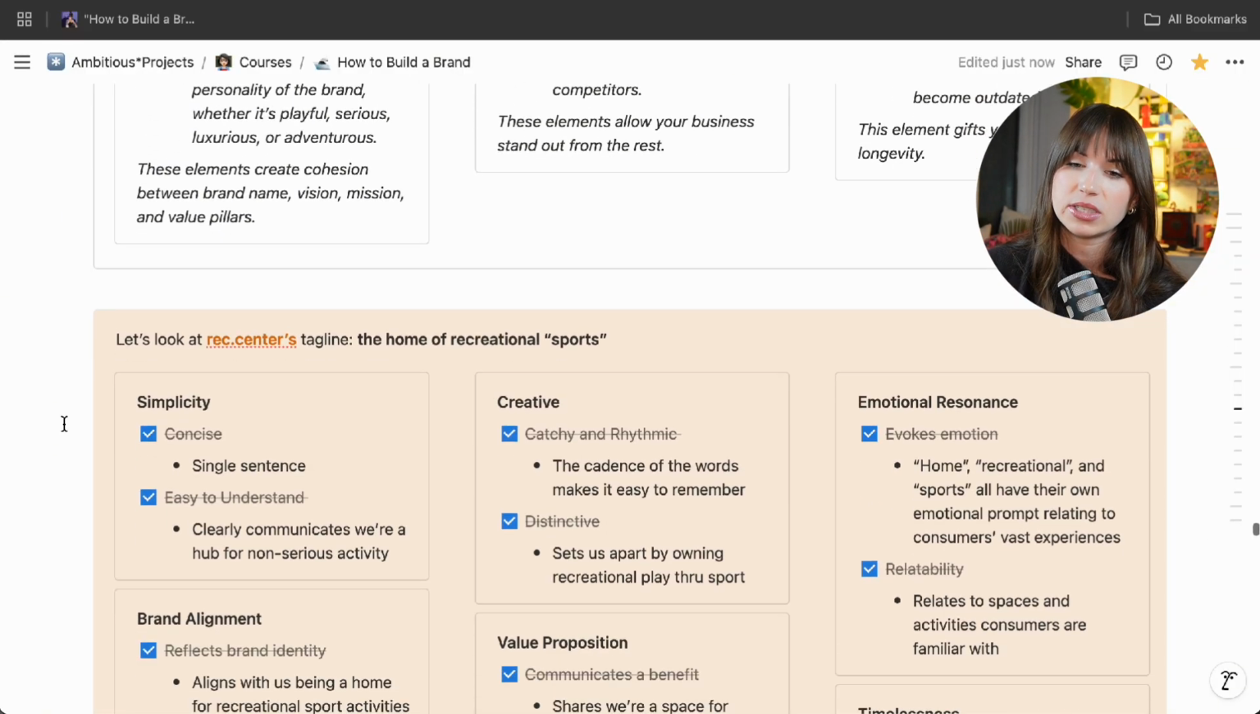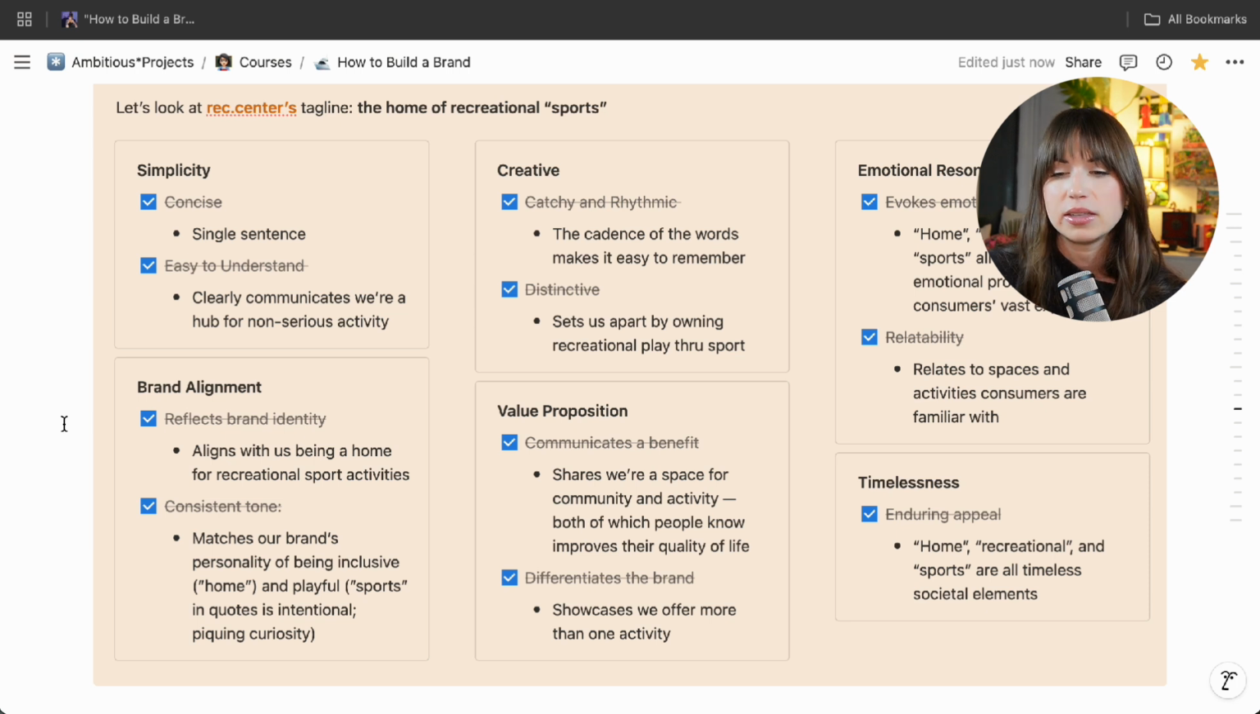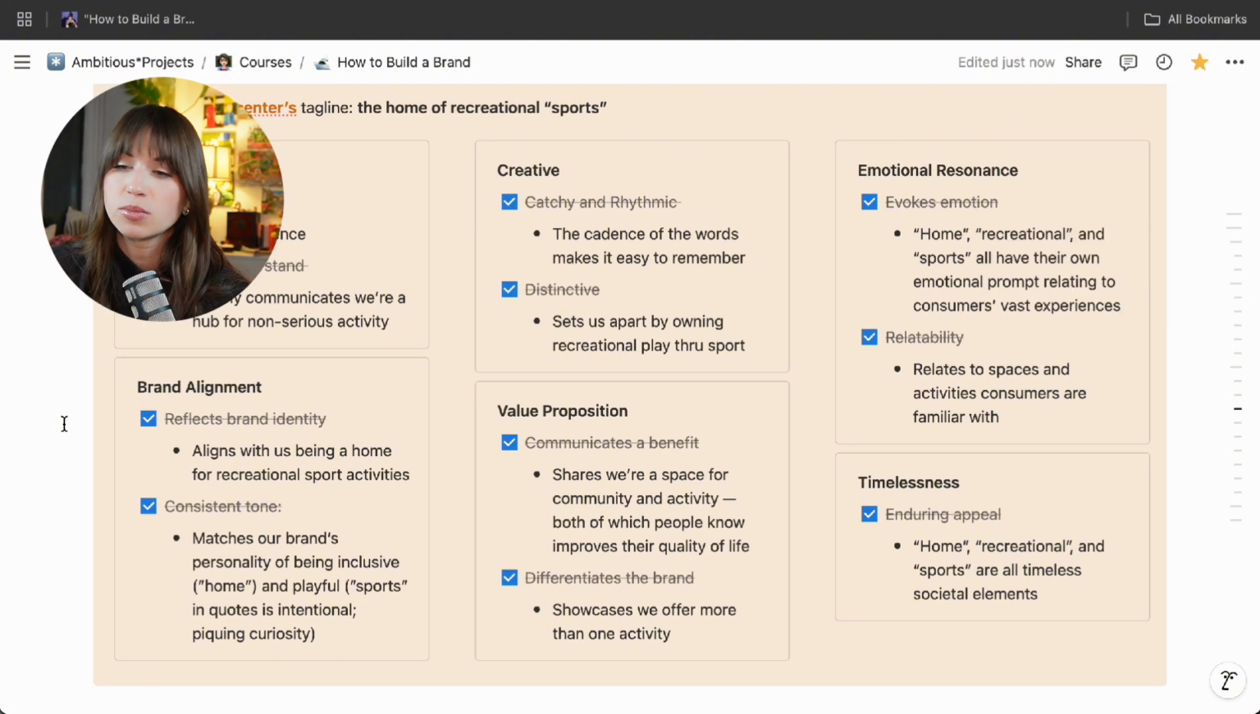Let's win, okay? Before we get into logo, let's look at how Rec Center's tagline, "the home of recreational sports," ticks the boxes. We have simplicity, it's a single sentence, it clearly communicates we're a hub for non-serious activity. It's creative in that the cadence of words makes it easy to remember, it sets us apart by owning recreational sports through play. The words home, recreational, and sports all strike an emotional chord within the person who hears it, making it relatable. There's brand alignment because we are the home of recreational sport activities and it matches our brand's tone by being inclusive with "home" and playful with "sports."